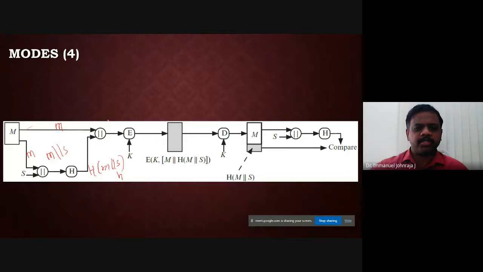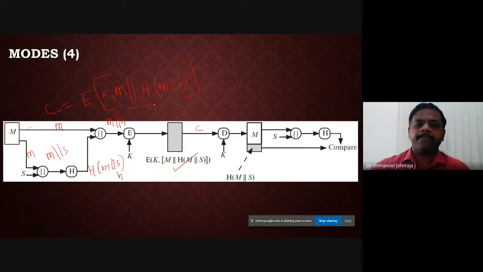Now here the message and the hash value are given for encryption. So what is going here? Message appended with hash of message appended with S, that is what is going for the encryption. So you got your encryption. It uses the key and then encrypts this. All right, so you got your ciphertext C. So this ciphertext is traveling here. So what's the outer function? You got your encryption, so the corresponding reverse function will be your decryption. So by decrypting it, you will get this combination.